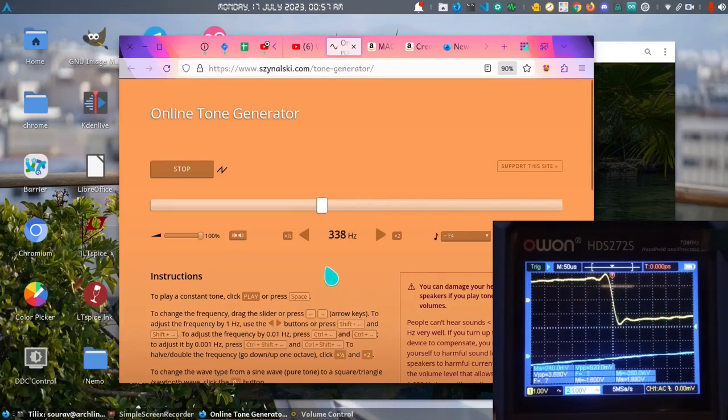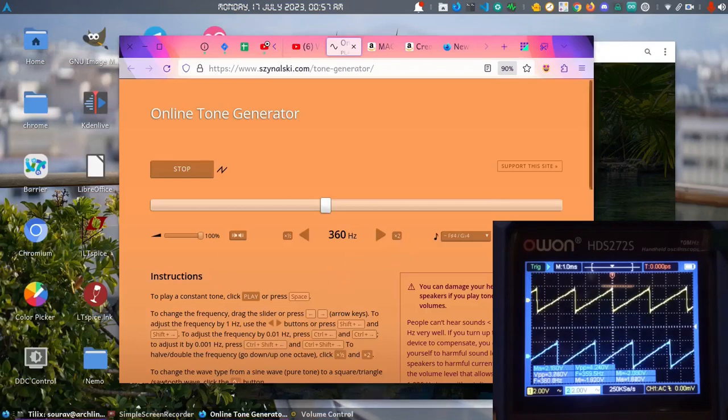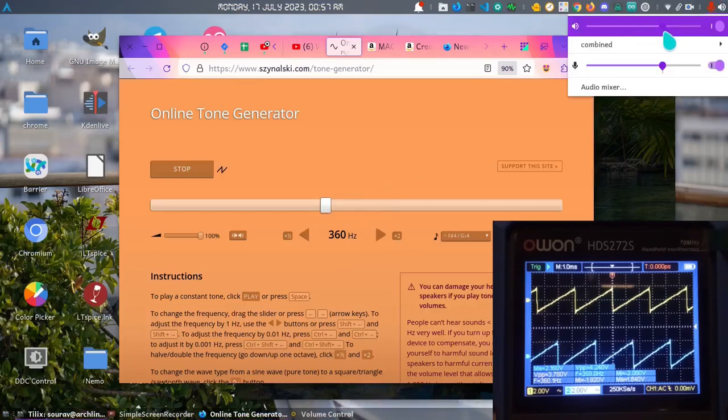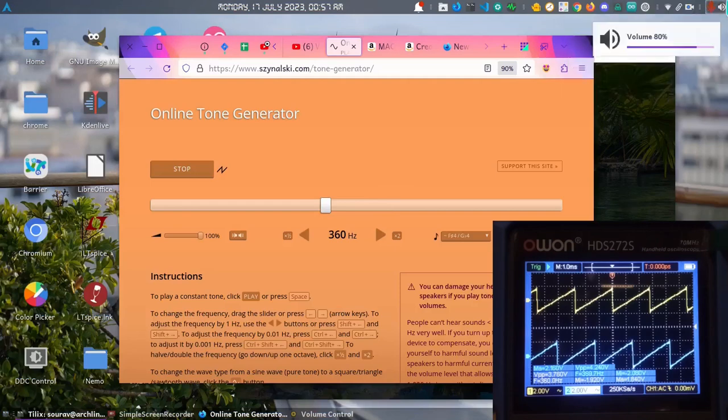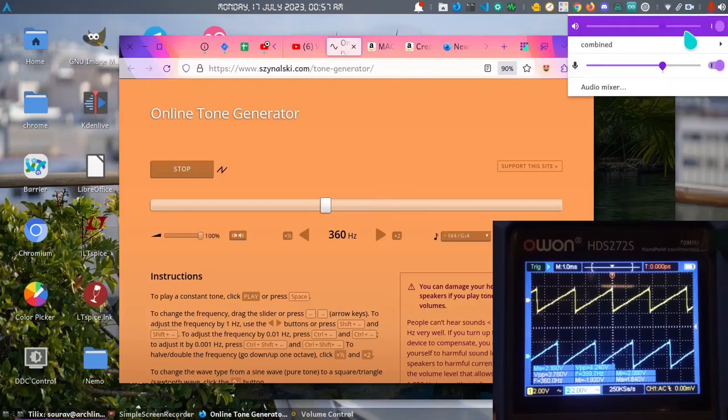So that's what I want to share today with you, but there are some more interesting things to play with. Let's set it to 360 Hertz and let's see what happens if I change my system's volume to 150%. Currently we are at 100%, and from here I can change the volume to 150%. As you can see, the peak to peak voltage or the maximum voltage is not rising. So we are currently at the limit of the sound card.